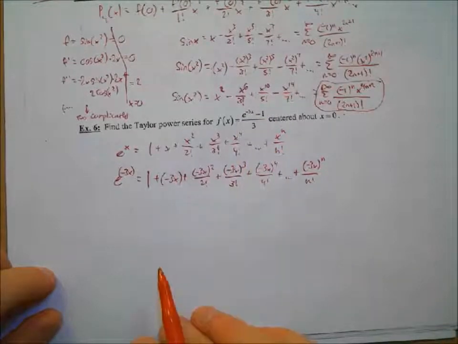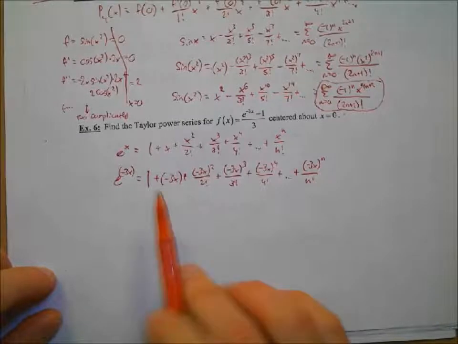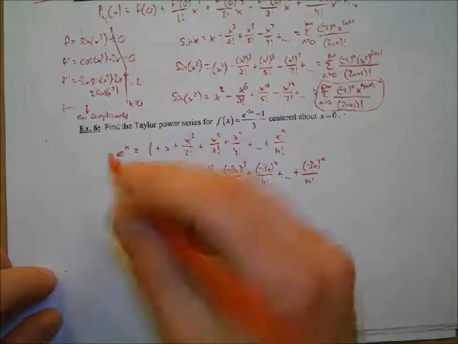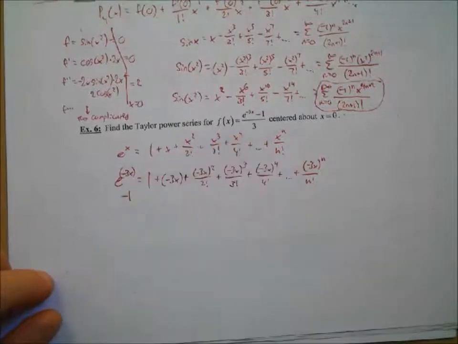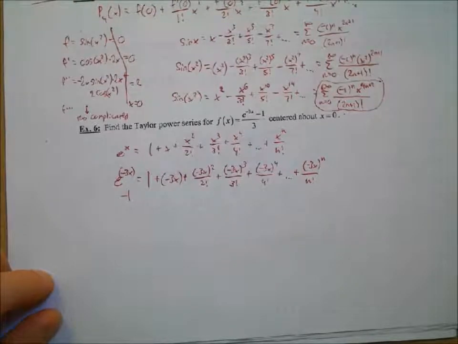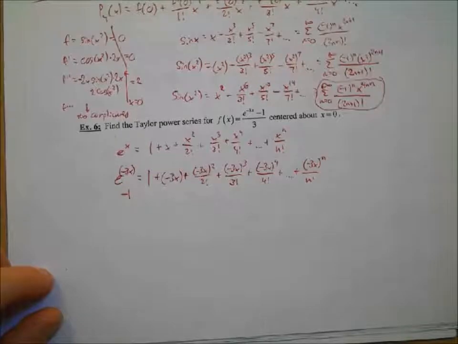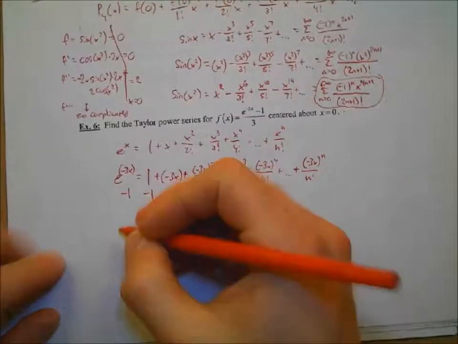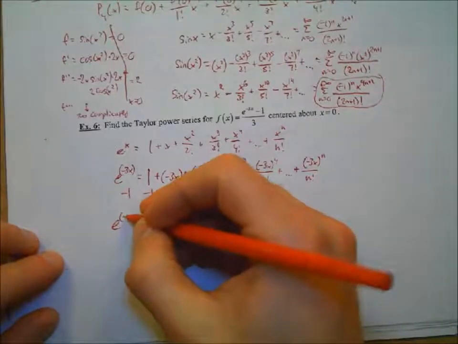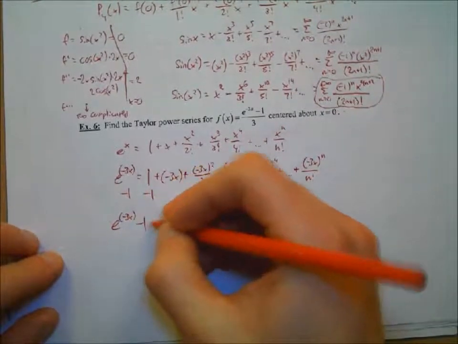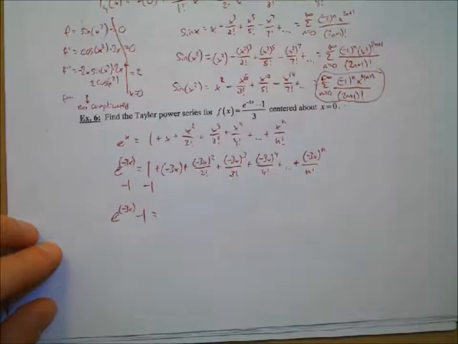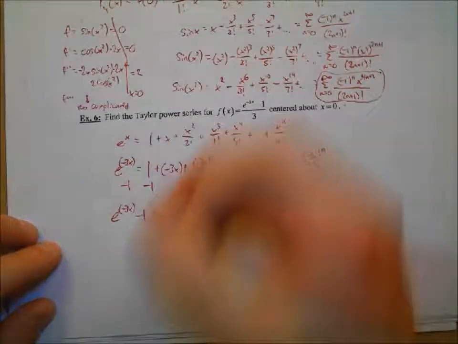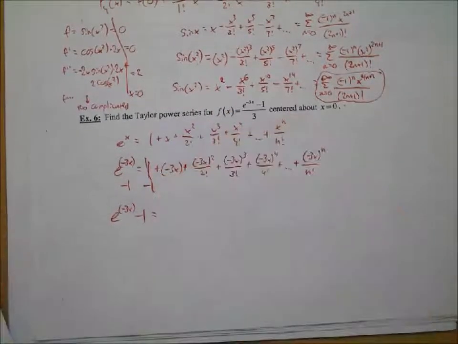Okay, so if I want to put a minus 1 in here, I'm going to subtract 1 from the left-hand side. But if I subtract 1 from the left-hand side, what else do I have to do? Subtract 1 from the right-hand side. Okay, so on my left-hand side here, I'm going to end up with e to the negative 3x minus 1 equals... And it just takes out this 1, exactly right. That's all that gets taken out there, is that little 1.